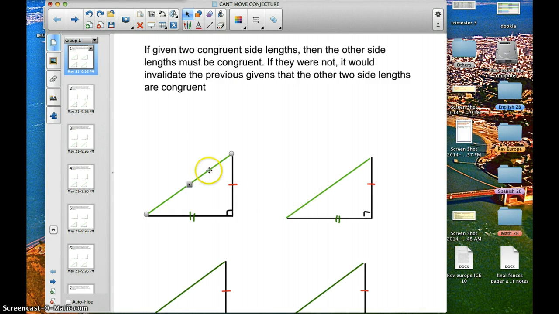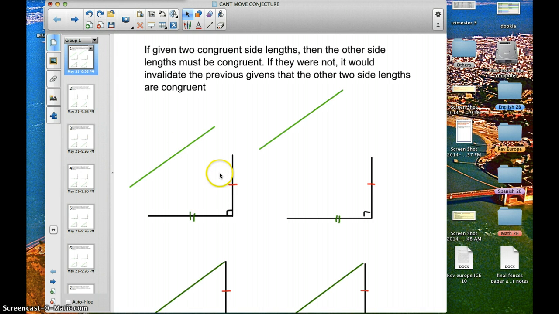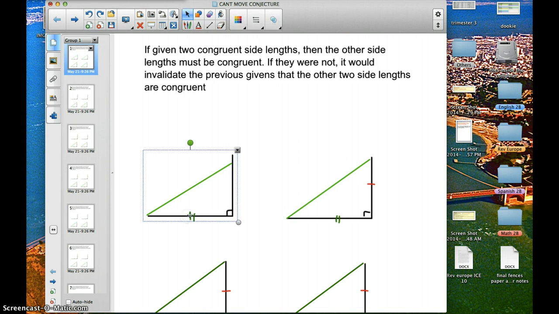So, if we have two triangles, oops, you weren't supposed to see that. Okay, well, if you have two triangles that share two sides that are already congruent, the other side has to be congruent, because if it were any bigger or smaller, it would invalidate this information that the other sides are congruent. So if this hypotenuse here was smaller than this one, or bigger, then these wouldn't be congruent, because the hypotenuse has to fit the triangle.